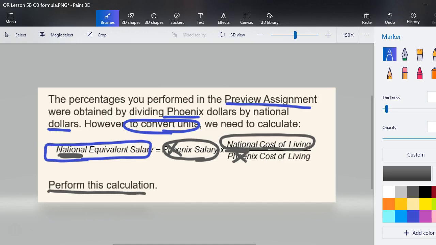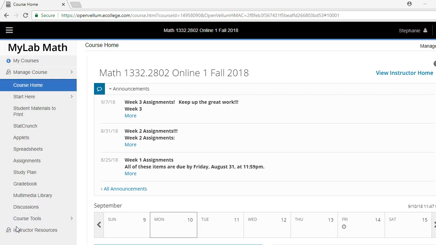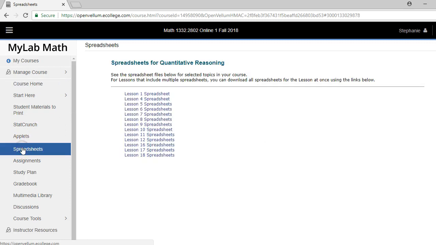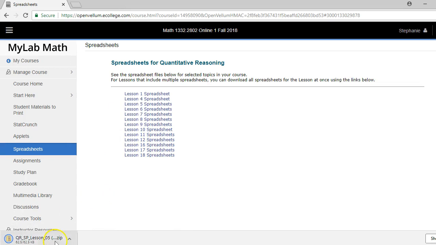We're going to perform this calculation, but first we're asked to do it only on number 3, only on Phoenix. So let's go look at our spreadsheets, which are available in MyMathLab. So I'm now looking in MyMathLab. I want to point out that under student materials is where the course information is. I'm going to go down here to spreadsheets. We're still in lesson 5. When I click on this, it opens up a zip file at the bottom. I'm going to double click on the zip file.